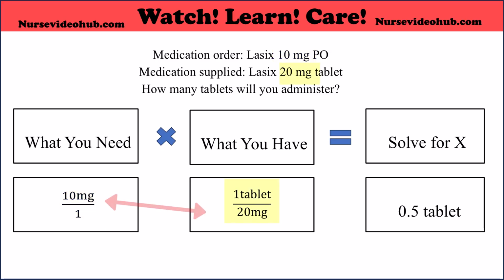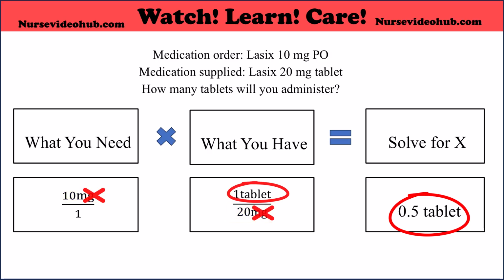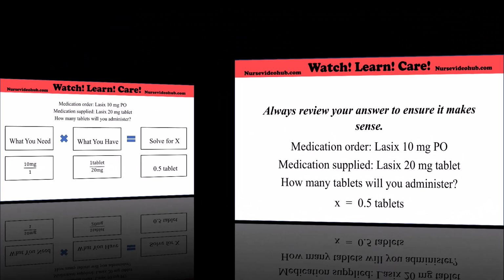Then write the medication available in a fraction with the units set up so that they cancel out. 1 tablet over 20 milligrams. You calculate the answer by multiplying across. 10 divided by 20 equals 0.5. The milligrams canceled out, leaving you with tablets. You would administer half a tablet to deliver the 10 milligram dosage.